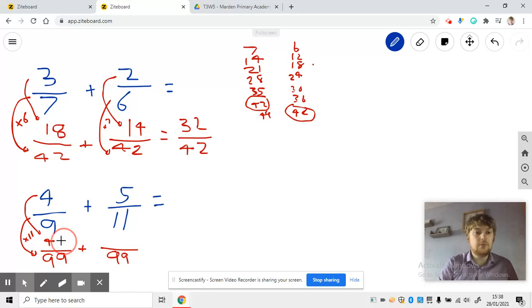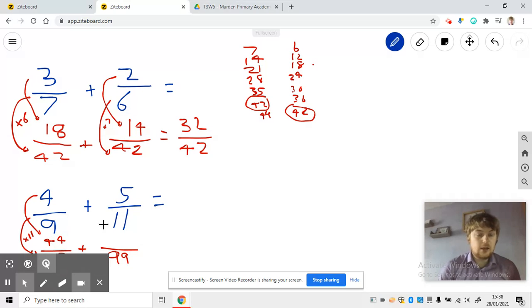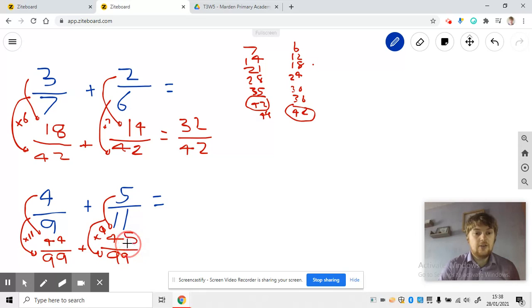So 4 multiplied by 11 is 44. Over here, I have my 11 going into 99. Well, 11 times 9 is 99. So then I have to do the same to my numerator. So 5 multiplied by 9 is 45. I can now go ahead and add these together.